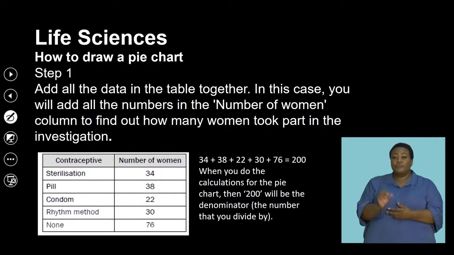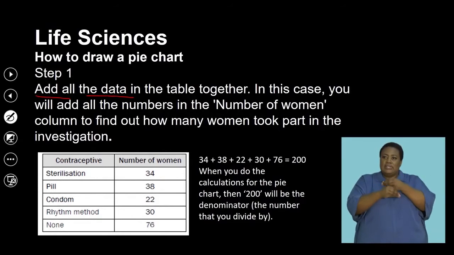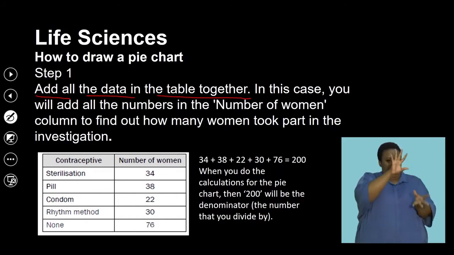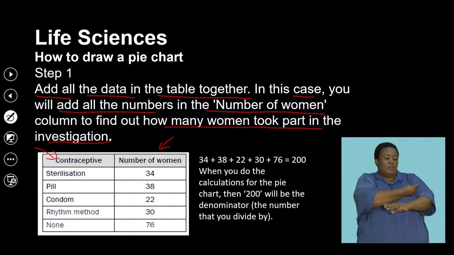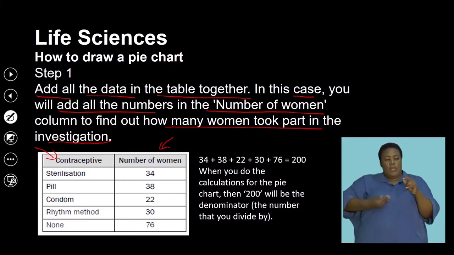The first step is that you've got to add up all the data in the table together. In this case, you will add up all the numbers in the number of women column to find out how many women took part in this investigation. Here we have a table that shows the types of contraceptive methods that were used and the number of women that are using these. In this column we've got a group that used sterilization, a group that used the pill, some that preferred to use the condom, some that used the rhythm method, and others that chose to use none.